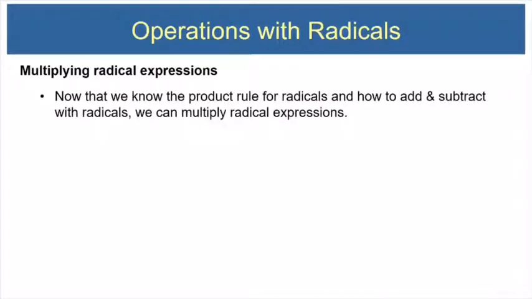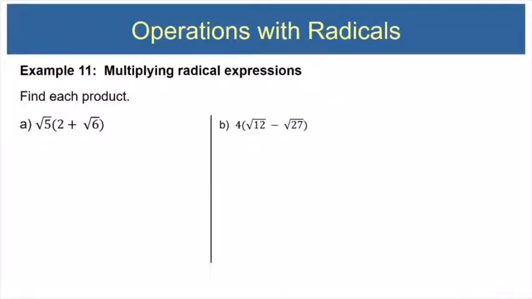Now that we know how to add and subtract radicals and we already know the product rule for radicals, now we can talk about how to multiply radical expressions. So we can have binomials that contain radicals, and we want to learn how to multiply those types of things together. You can either distribute or use the FOIL method as needed. And so let's go ahead and get started here. This is example 11. It just says find each product.